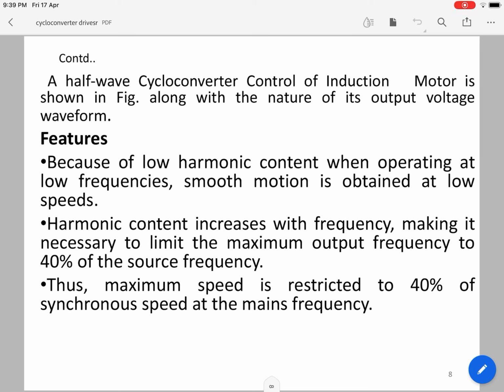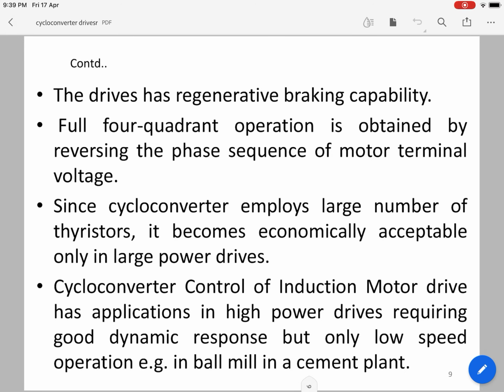The features of this cycloconverter control are that, because of low harmonic content when operating at low frequencies, smooth motion is obtained at low speeds. The harmonic content increases with frequency, making it necessary to limit the maximum output frequency to 40% of the source frequency. So the maximum speed is restricted to 40% of the synchronous speed. This drive also has regenerative braking capacity, and full four quadrant operation is obtained by reversing the phase sequence of the motor terminal voltage.